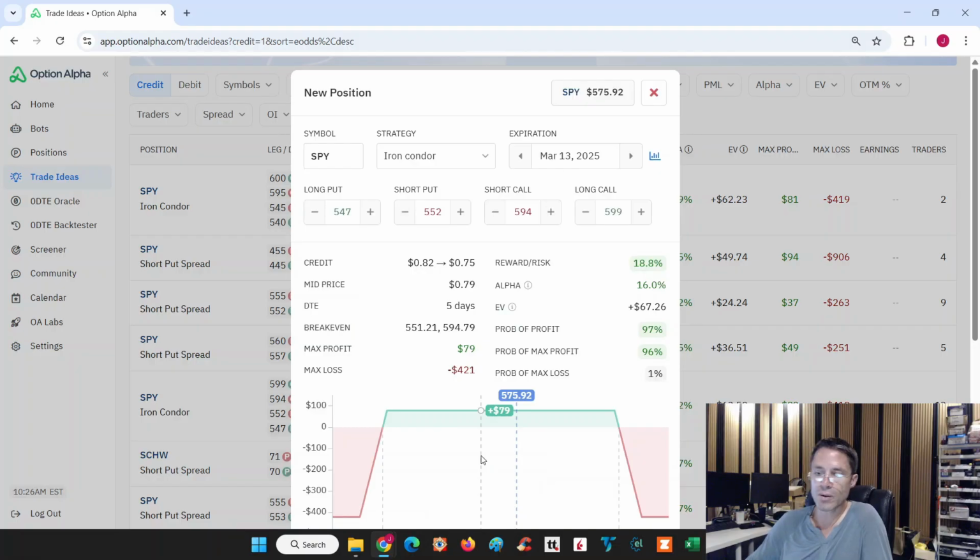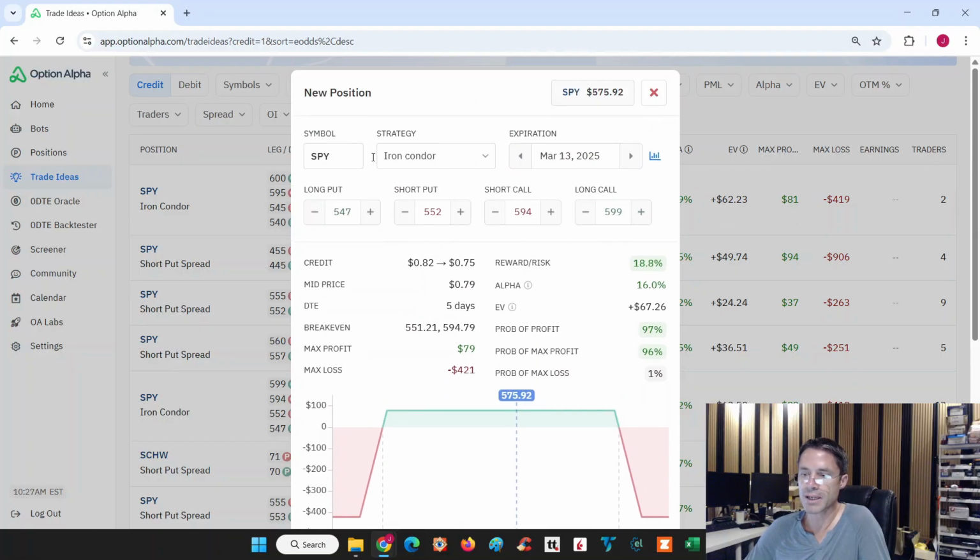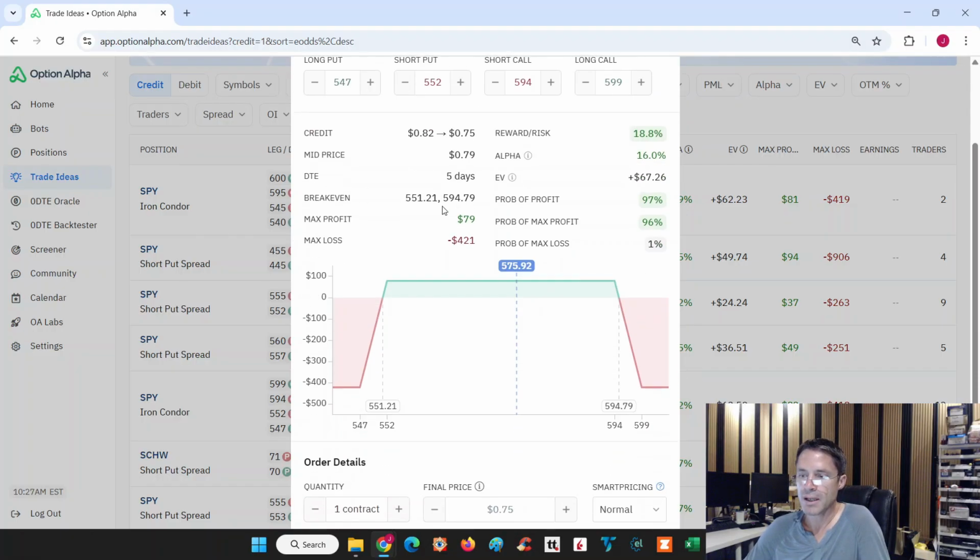So it's a super cool feature. This is basically what I look for as I trade, and I could come in here and look for exactly the type of trades, and it's kind of pre-screened it for me. So it's a super cool tool, and it's so beautifully presented. SPY, it's the strategy, expiration, long put, that's your puts and calls.